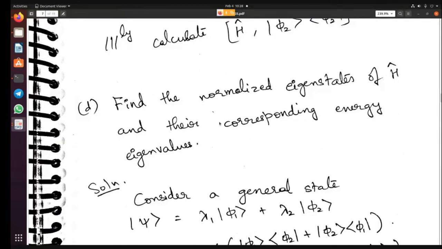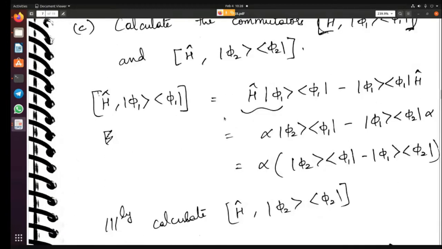Now the next question is to find the normalized eigenstates of H. Let me know if you have any doubt, anything you didn't understand up to this point. I'm doing these problems in this class because this is our last class for this chapter. I'm just doing the problems so that all the concepts get revised and then everything will be more clear.